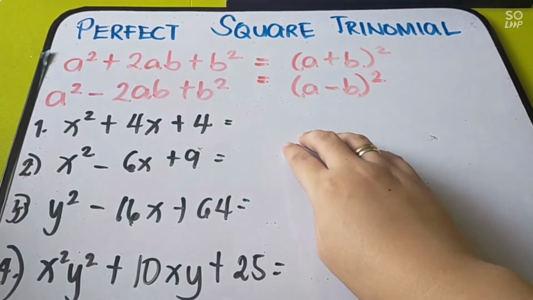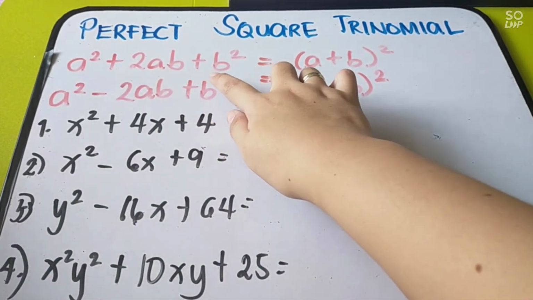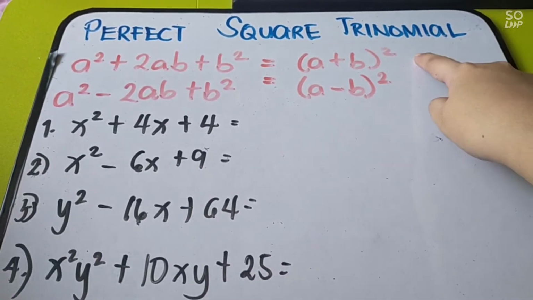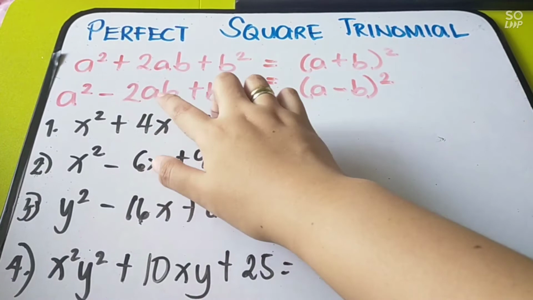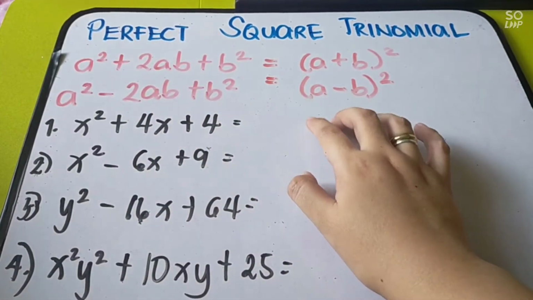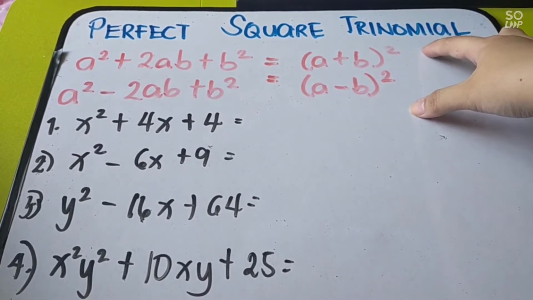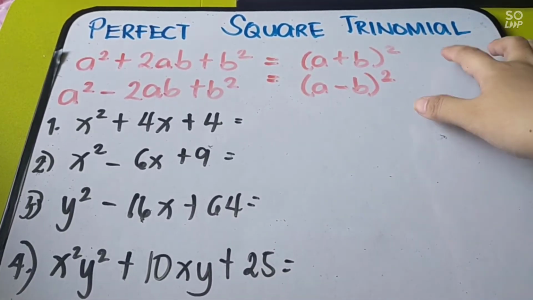So, we have here the pattern. We have a squared plus 2ab plus b squared is equal to the squared of a plus b. Then, a squared minus 2ab plus b squared is equal to the squared of a minus b. So, that's the answer. Ito na yung pinaka-answer mo. So, what you are going to do para makuha mo to?